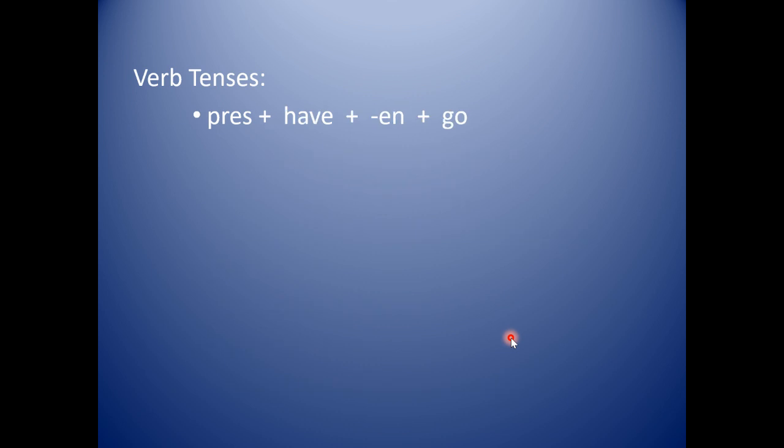The present of have plus en plus go. Well, the present of have is either has or have, and the en of go, we think about the way that we transition from go to went to gone, and gone is the en form of go, so that gives us has gone or have gone. We call this the present perfect. Let's pause for a second to make sure we understand this. So, the perfect tense has nothing to do with perfection at all. It's not that. But we call something perfect because it's a period of time actually in the past. We'll kind of get to that here in a second. Just know that we call this the present perfect.